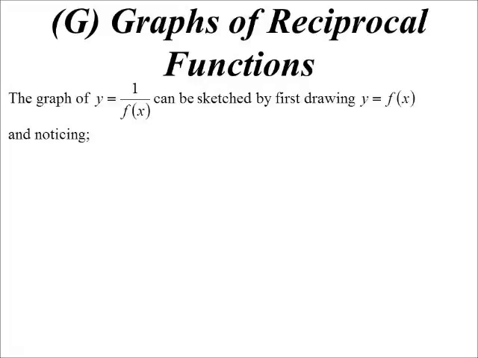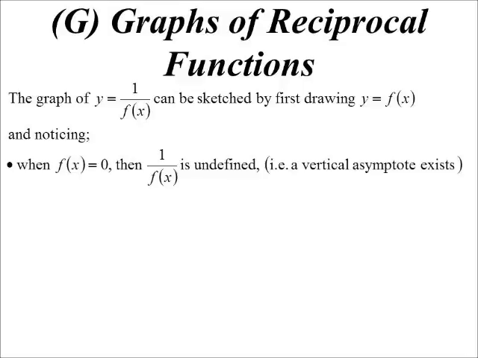Reciprocal functions, which we have talked about before, of course, but let's just recap some of it. So if I want to draw a reciprocal graph, obviously I need the original graph first of all. Things to look out for. If the original graph is 0, then when I turn it upside down, my new graph is going to be undefined. So we're probably going to have a vertical asymptote.